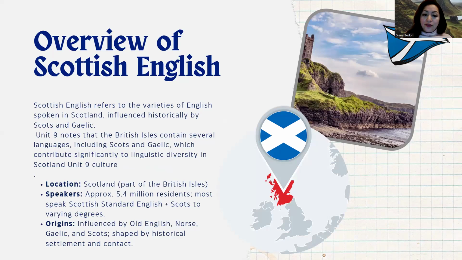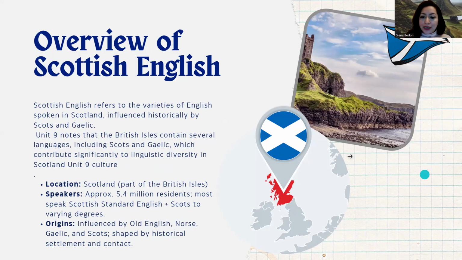Scottish English refers to the varieties of English spoken in Scotland, influenced historically by Scots and Gaelic. In Unit 9 of the Intercultural subject, we see that the British Isles contain several languages, including Scots and Gaelic, which contribute significantly to the language diversity in Scotland.